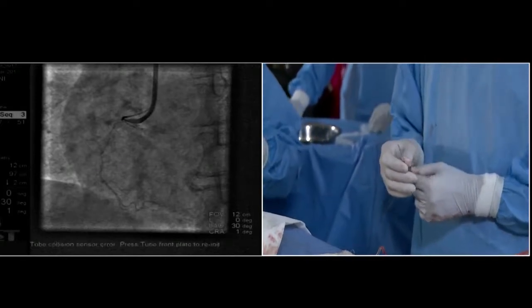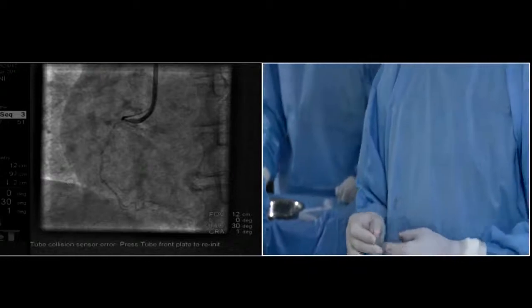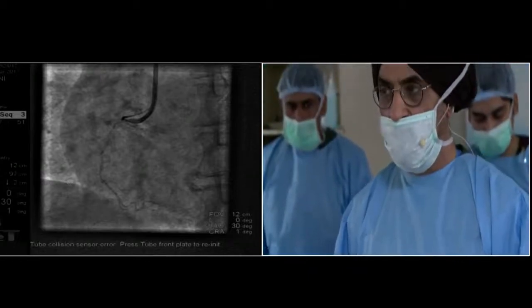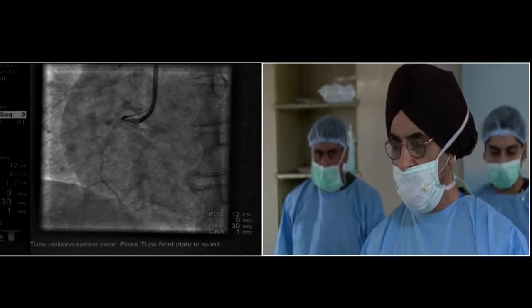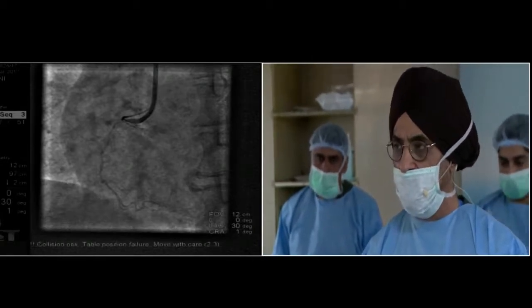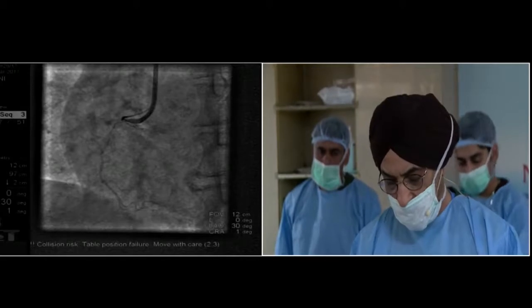No, if I succeed with the right, depending on how much time I took, I would just do the LAD. And it depends on the contrast that has been used, or maybe just leave it to the right and get the patient for a staged procedure next time.